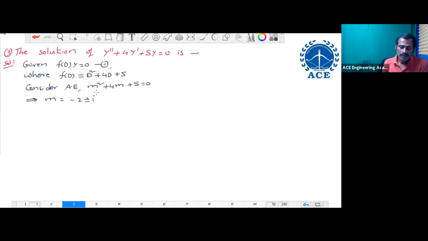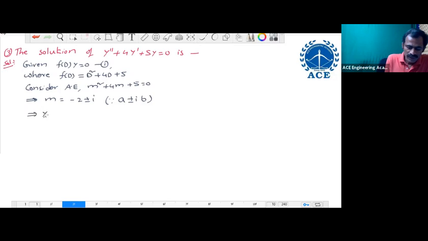The roots are a pair of conjugate complex numbers. These two are in the form a plus or minus ib, a pair of conjugates. Whenever the roots are a pair of conjugate complex numbers, we can write the solution in terms of exponential functions or in terms of trigonometric functions.